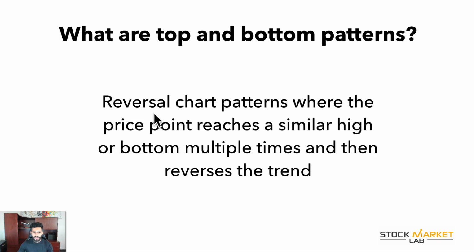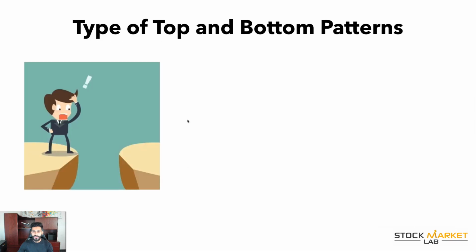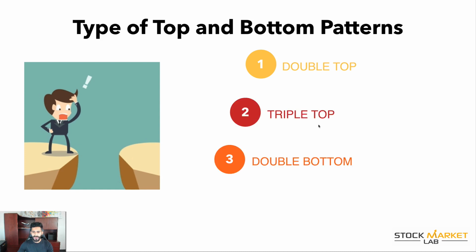These are reversal chart patterns where the price point reaches a similar high or bottom multiple times and then reverses the trend. So once again, this is a reversal chart pattern where the point reaches a similar high or similar bottom multiple times and then reverses the trend. Now there are multiple types of top and bottom patterns, so we're going to jump right into that. We have a double top, triple top, a double bottom, and a triple bottom.